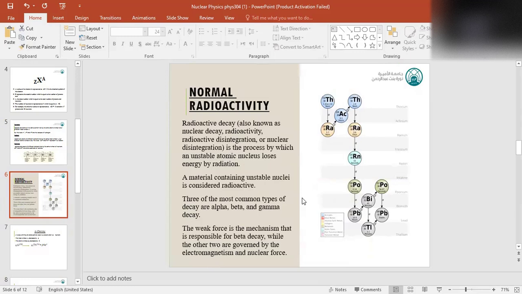Heavy nuclei that contain a large number of protons inside the nucleus are unstable nuclei. If the number of protons inside the nucleus is very large, this nucleus is unstable. To be stable, the nucleus may emit alpha particles or beta particles or gamma rays.